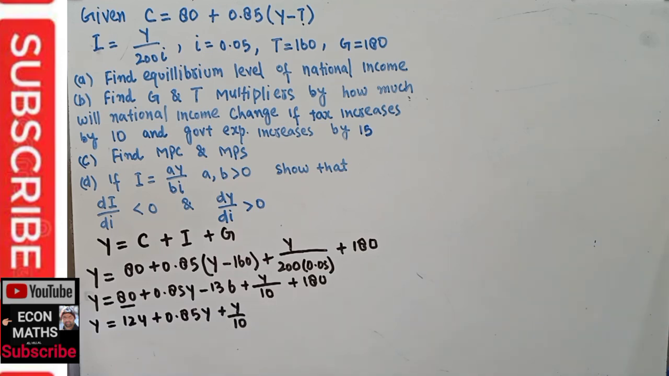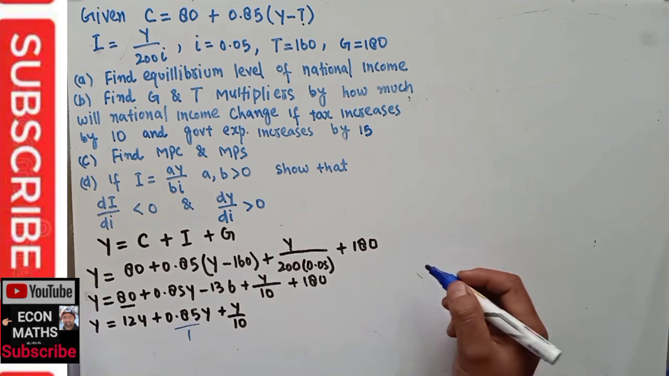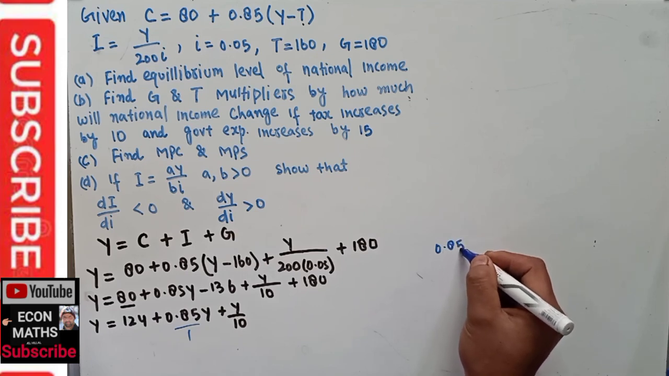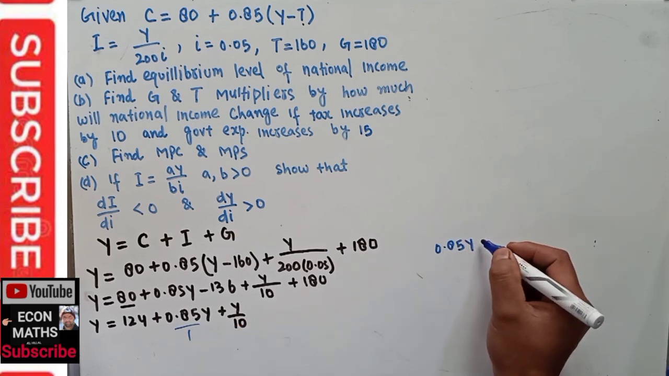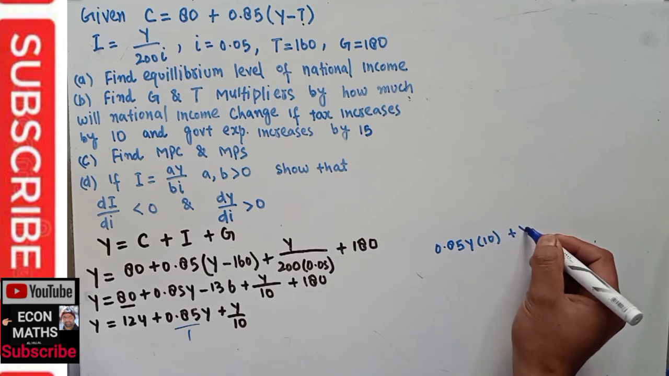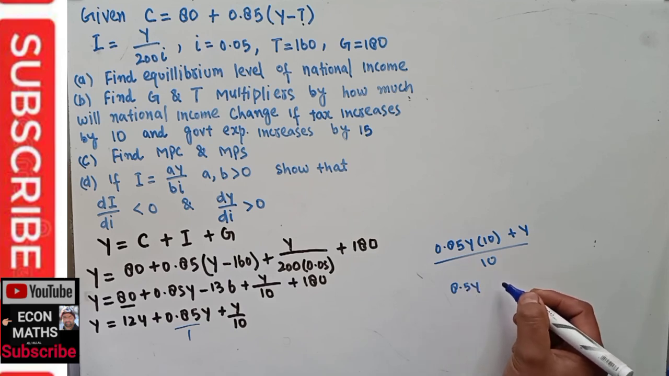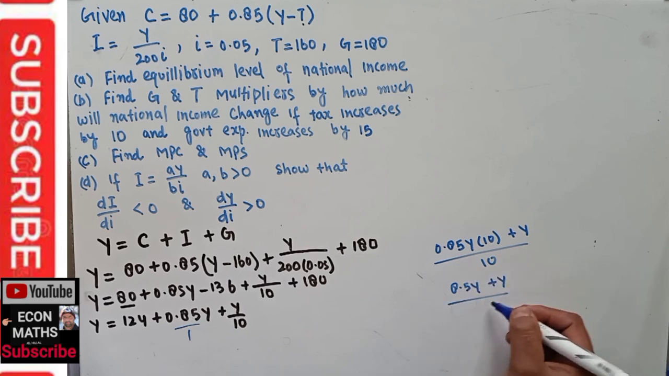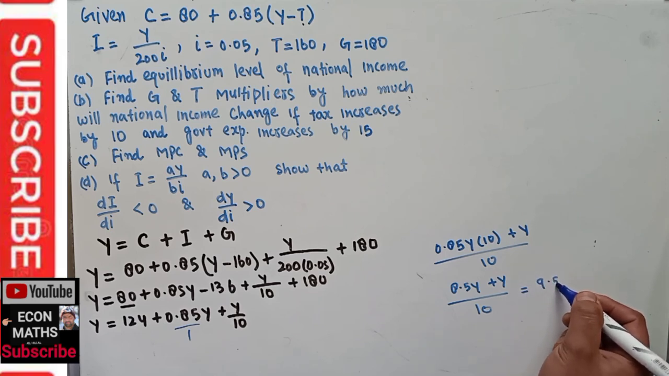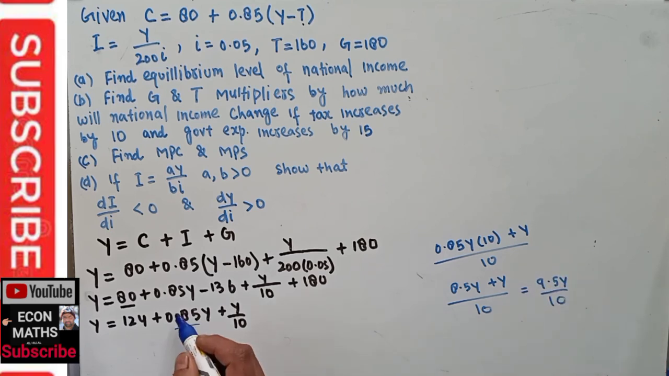Okay, solving for Y. Let's do the cross multiplication here. It will become 0.85Y times 10, that is 8.5Y, plus Y divided by 10, which comes out to be 9.5Y divided by 10. So we have Y will be equal to 124 plus 9.5Y divided by 10.